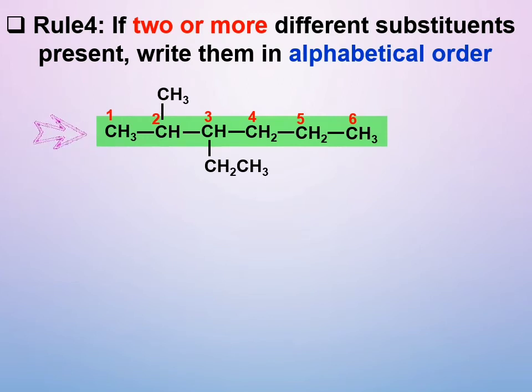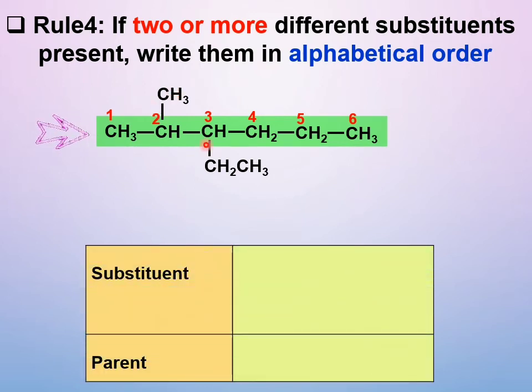In this compound, my longest parent chain is 6 carbons. For the numbering, I will start from the left: 1, 2, 3, 4, 5, 6. This gives my substituents the lower set, which is 2 and 3. So now my substituents are 3-ethyl and 2-methyl, and the parent is hexane.